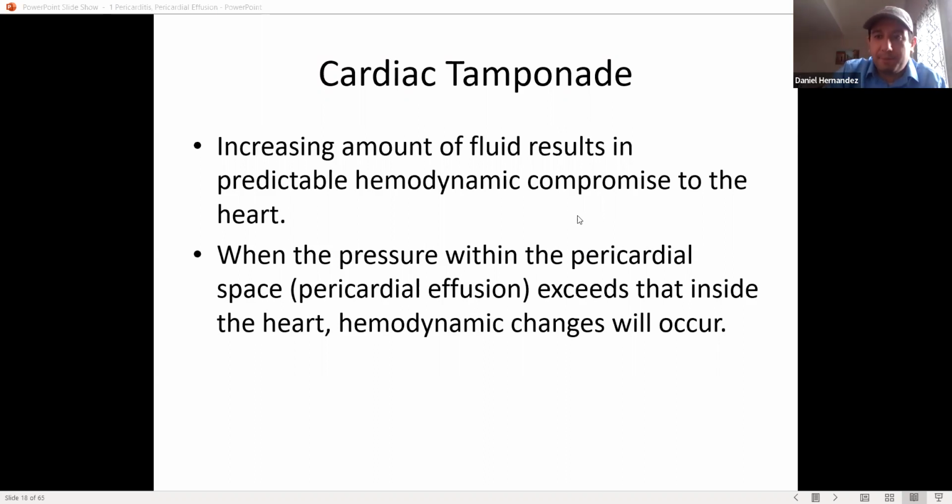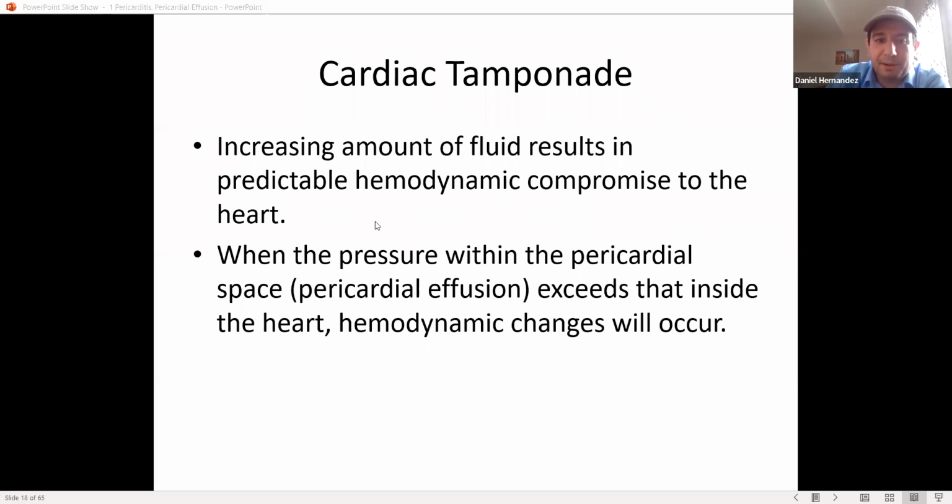All right, so cardiac tamponade. This is the real danger that is posed to patients with pericardial effusion. And it's the reason why we do a full assessment for pericardial effusion, in terms of assessing the hemodynamic flow patterns within the heart. When we see any sort of pericardial effusion, we want to assess the flow patterns through the heart to rule out the potential for cardiac tamponade.